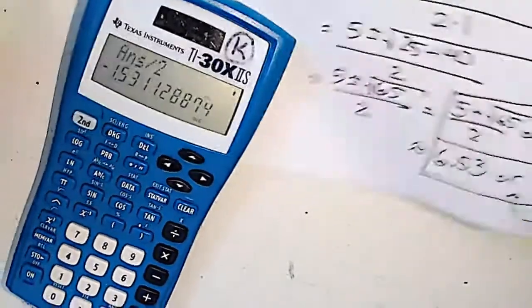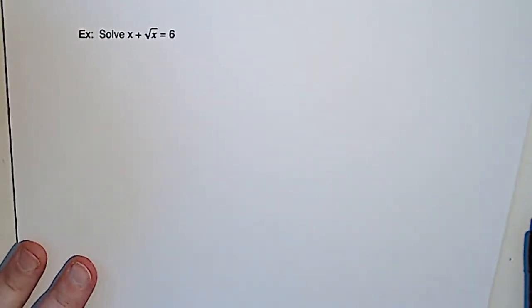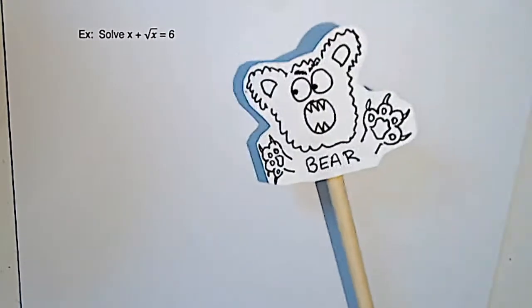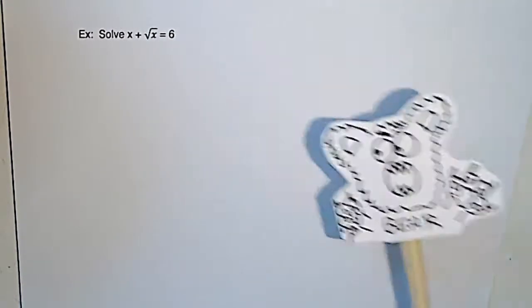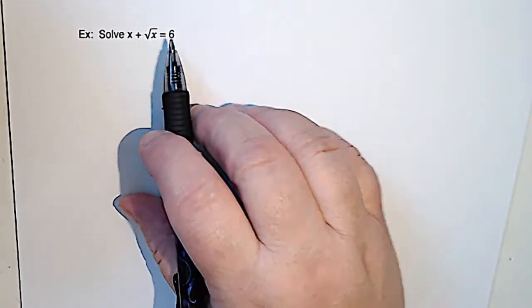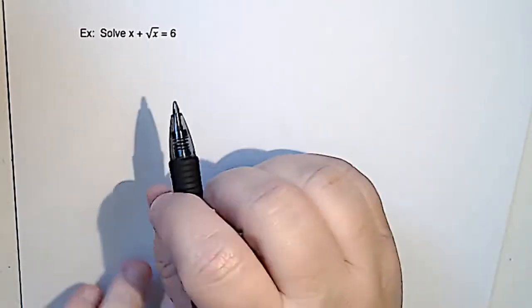This is the ultimate, meaning the last, problem in Chapter 8. And it doesn't look like a quadratic at all. In fact, it looks like there's bears swarming. X plus radical x equals 6. This is the last problem. This is supposed to be the hard one.